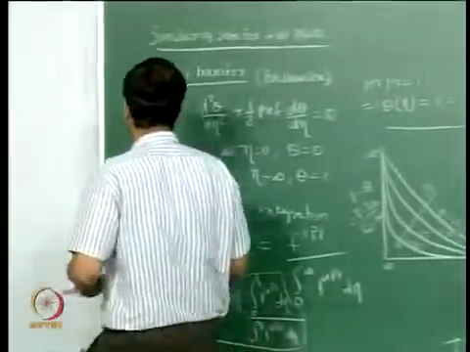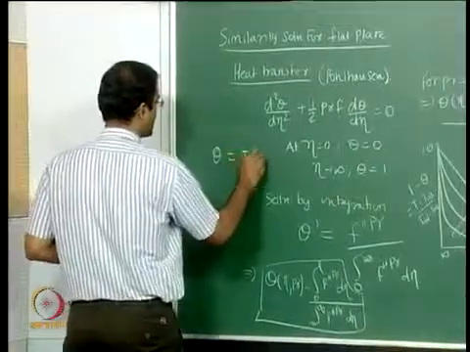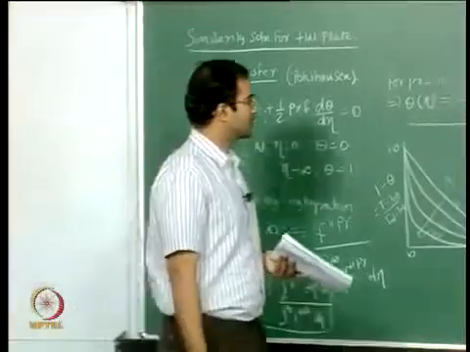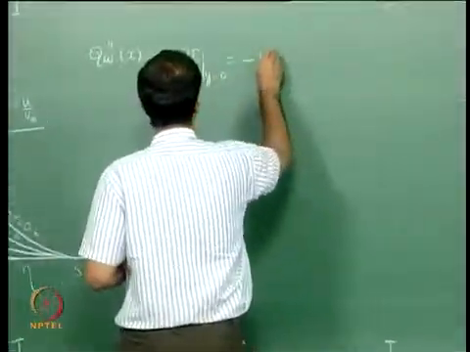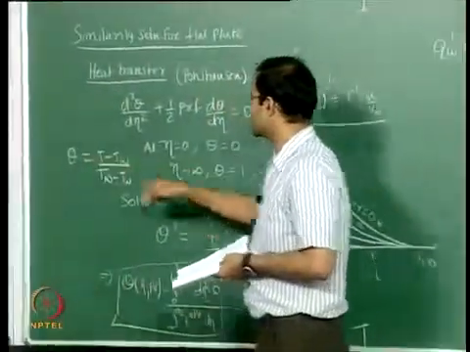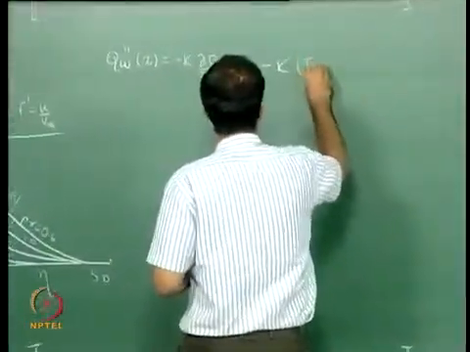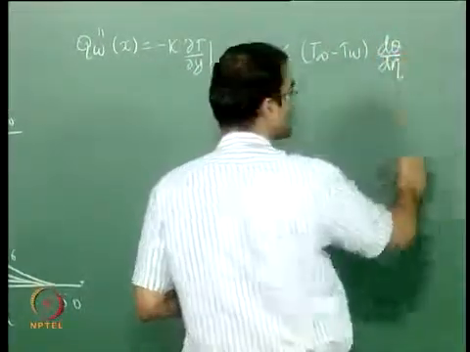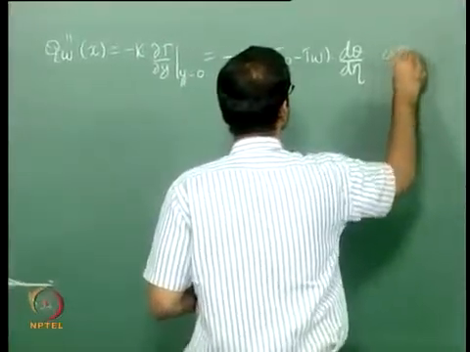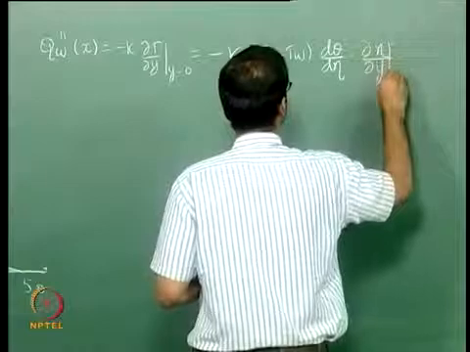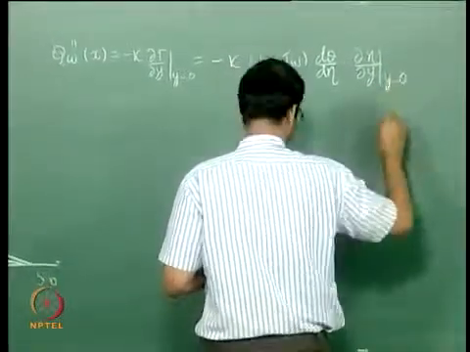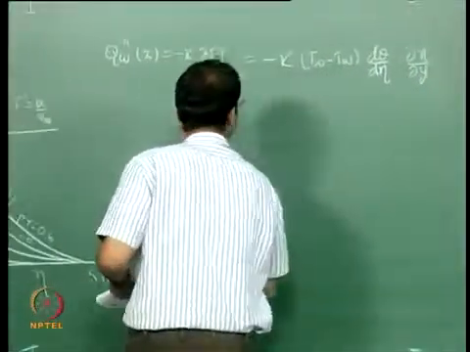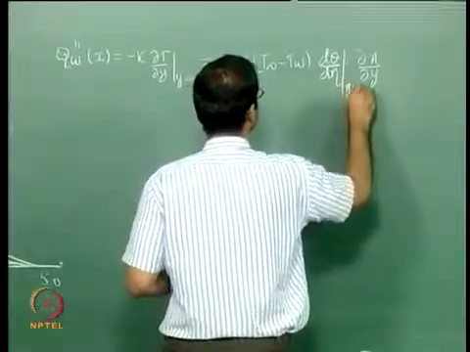We have defined theta in this manner: T minus T wall by T infinity. So this can be written as minus k dT by dy, which will be T infinity minus T wall into d theta by d eta. I am transforming the variables here into d eta by dy at y equal to 0, or in fact I should apply this condition to d theta by d eta at eta equal to 0.